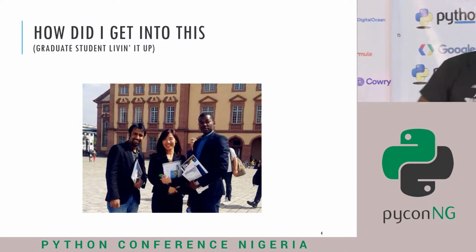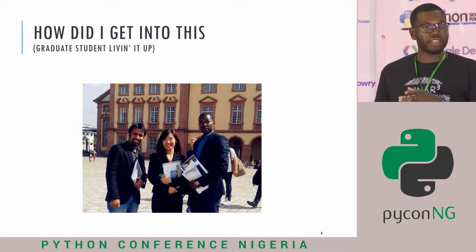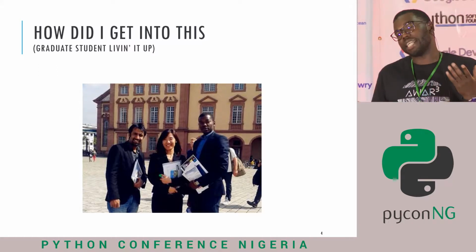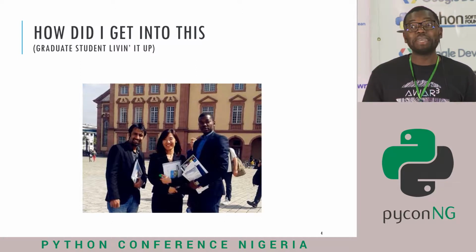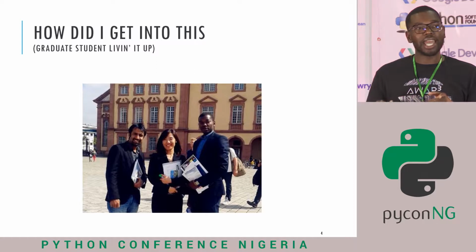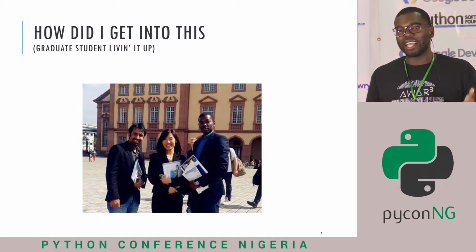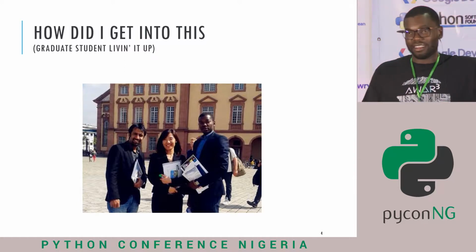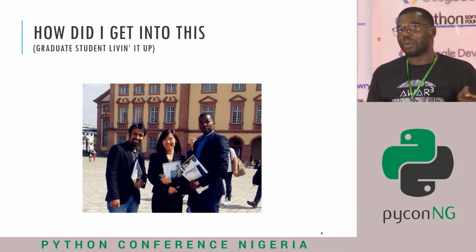Now, how did I get into this? I was a graduate student living it up. So I don't know about you in Nigeria if this is also the case, but in Namibia, okay, let's start over. Namibia has a population of about exactly 2.5 million people. 2.5 million people. And it's really big, let me just say that. It's the size of Portugal and Germany put together. That's how big it is. I think it's almost the same size as Nigeria, but we only have 2.5 million people. It's not the same.